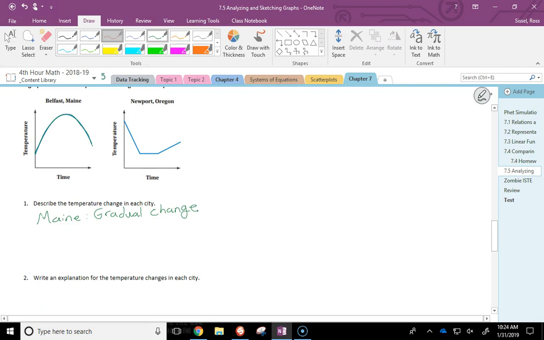How fast did it get cooler? So this one in Oregon had a fast change in temperature. The temperature dropped dramatically, and it did it quick. It fell to a point, and then it stayed at that point for a number of times.